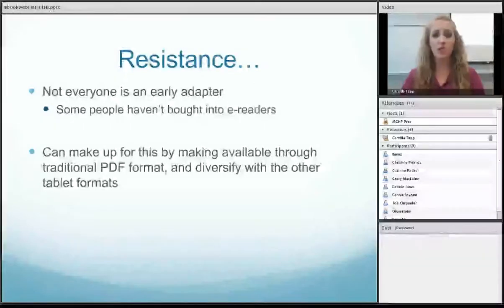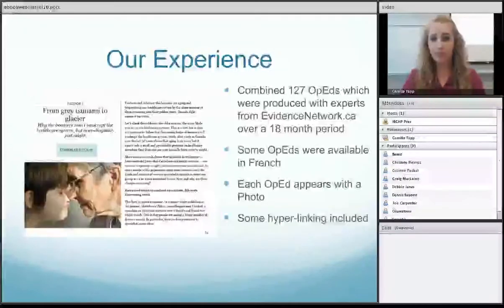So what we chose to do was make it available in traditional PDF formats, and then also be able to diversify and have a number of tablet formats. So this means if you are one of those people who don't want an e-reader and only like your book, you can still take the PDF and print it or print sections of it that you find applicable.